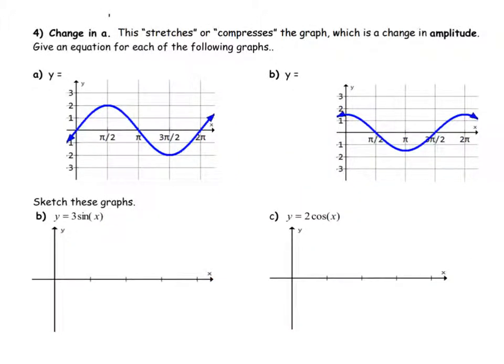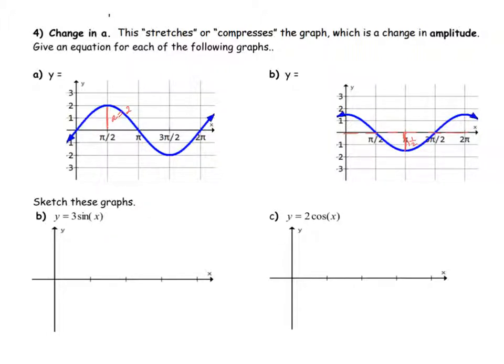All right, changes in A are changes in amplitude. And the amplitude is the distance between the lowest and the highest point on the graph divided by 2, or the distance between your midline and your highest point, or your midline and your lowest point. So this particular graph has an amplitude of 2. This particular graph, we look at our midline. That one has an amplitude of 1.5.